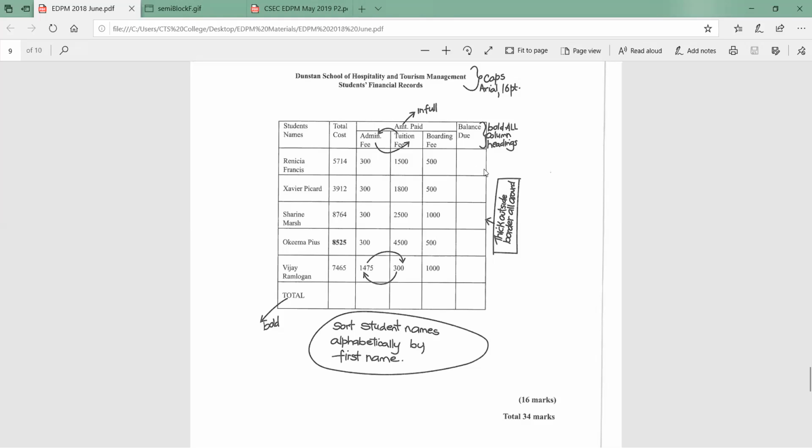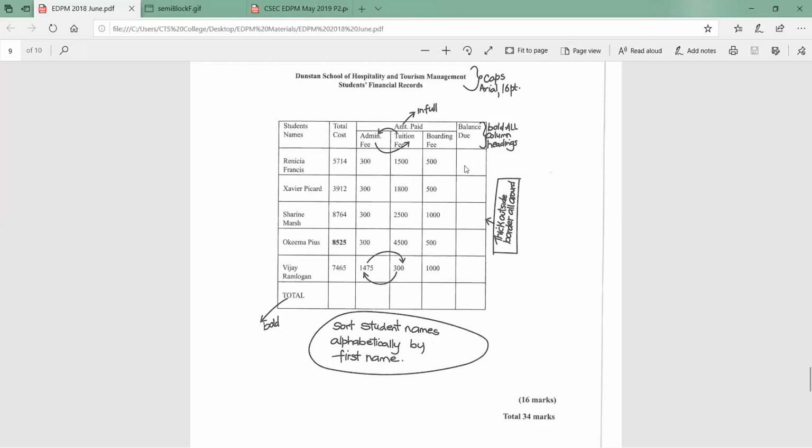So I look forward to seeing what formula you will come up with here for balance due. But this is very simple. It's just like Shakil said, you have the total cost and all you have to do is minus each one of these fees. So you're taking away these amounts from this total amount here. So this cell minus 300, minus 1500, minus 500 will give you one answer here.